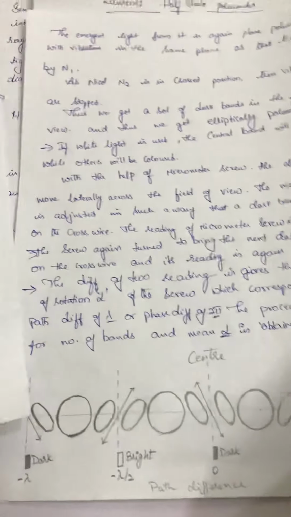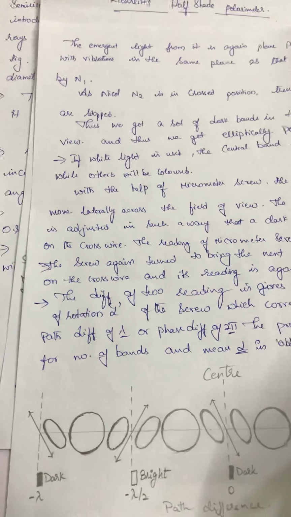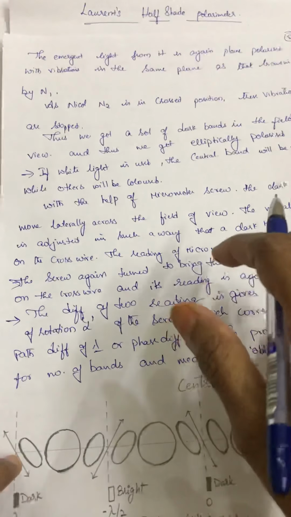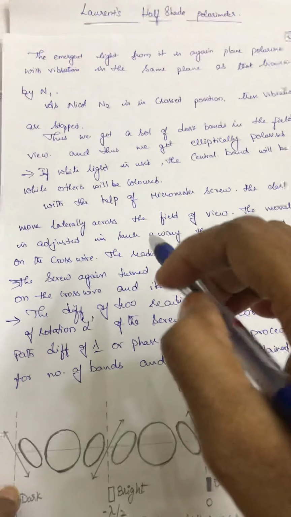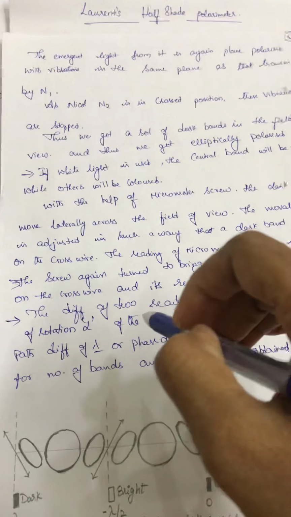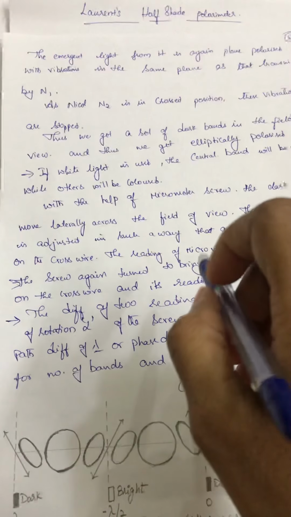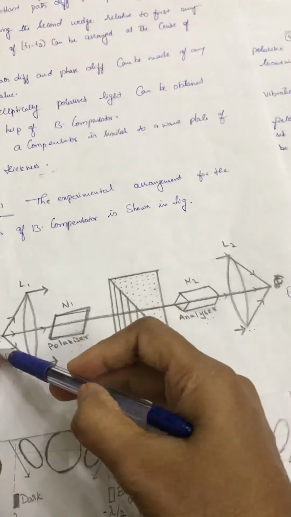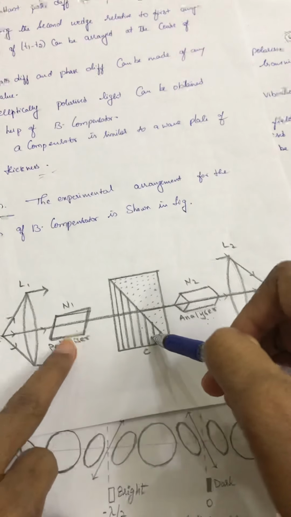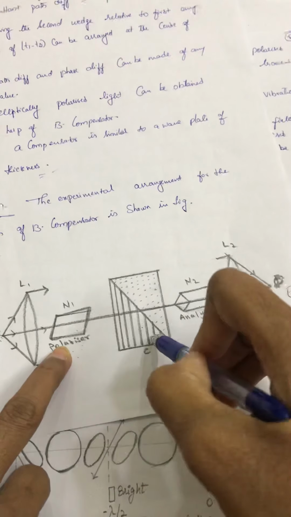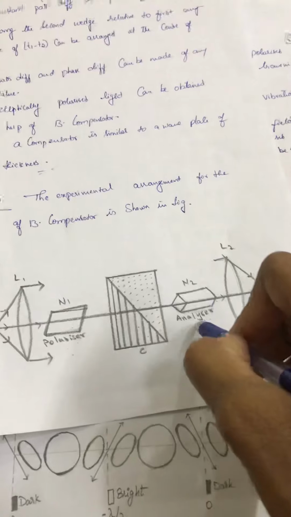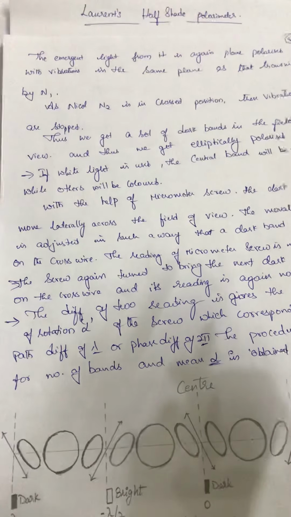That means the emergent light from it is plane polarized, with vibrations in the same plane as that transmitted by N1. As Nicol N2 is in a crossed position, these vibrations are stopped. The light falls on the compensator through N1, but after reaching N2 these vibrations will be stopped, because it is a crossed analyzer, crossed Nicol N2.